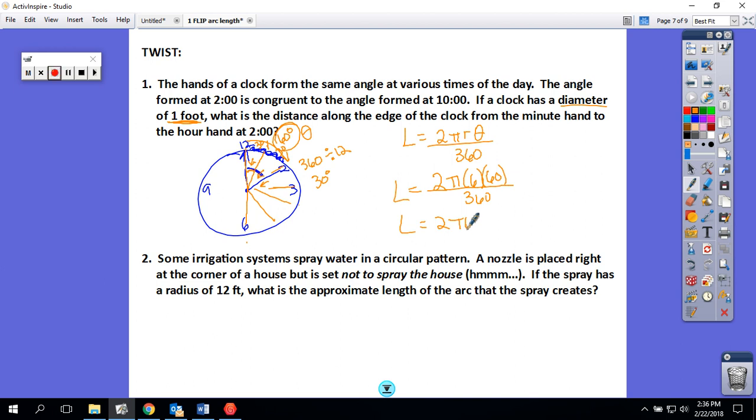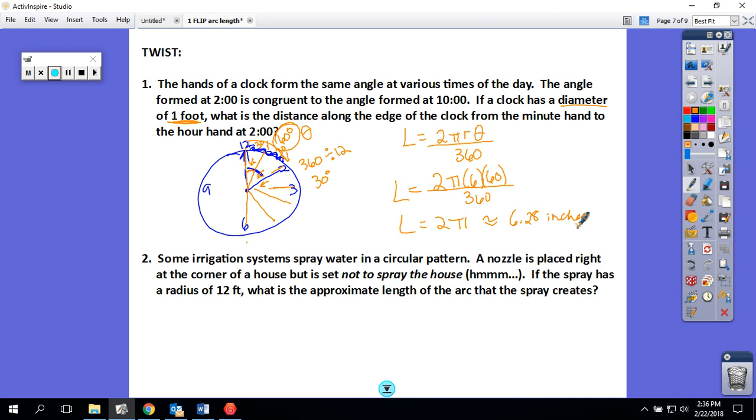Alright, and it didn't say whether we wanted it as a decimal or what, so we can just leave it as 2 pi. If we wanted the decimal, we hit our double arrow, and that would be 6.28 inches.